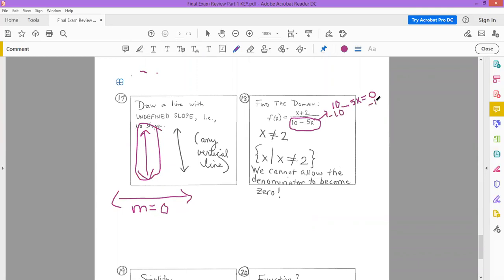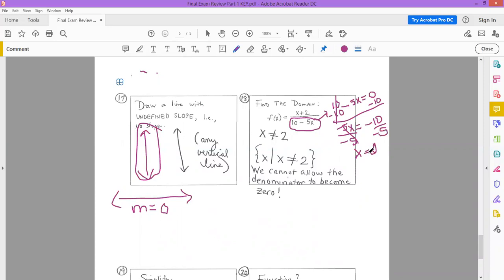So the first thing you want to do is subtract 10 from both sides of the equation. And that'll leave you with negative 5x equals negative 10. 0 minus 10 leaves us with negative 10. The last thing we want to do is divide both sides of the equation by negative 5. And x equals negative divided by negative is positive. 10 divided by 5 gives us 2.